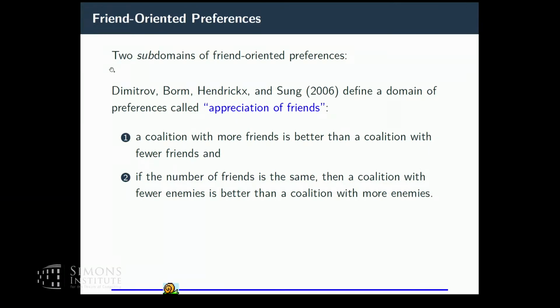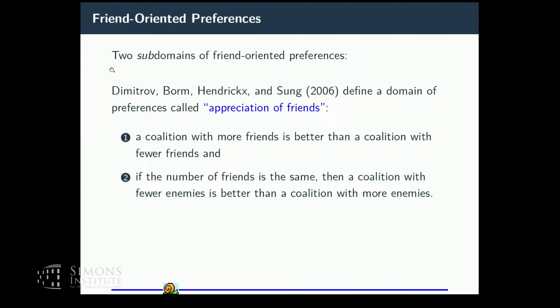Okay. Now, there are subdomains of these friend-oriented preferences that we can easily illustrate. One was introduced by Dimitrov, Borm, Hendrickx, and Sung. They called it appreciation of friends in the coalition formation context. And basically, what you do is you just count.